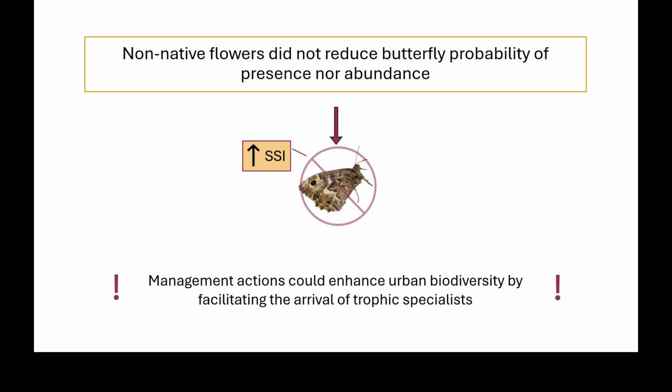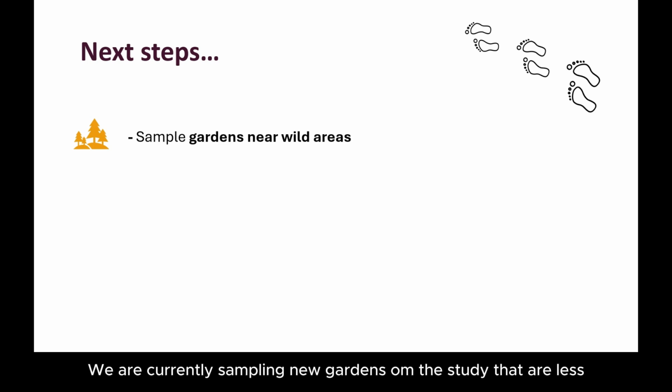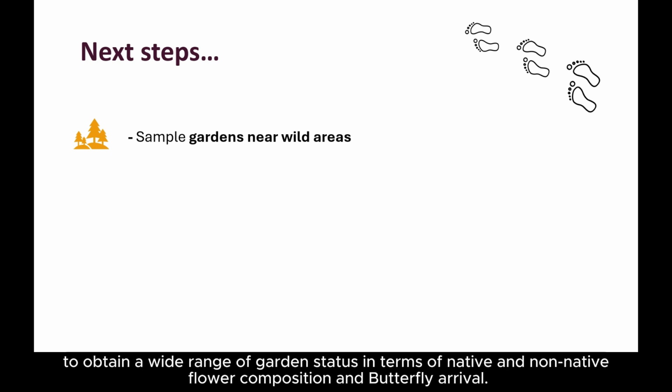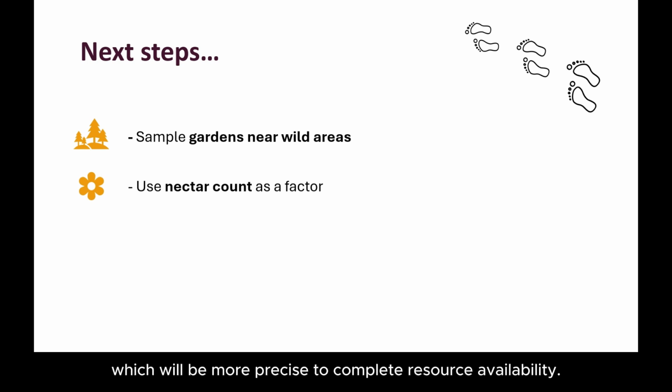We would like to finish this communication with the next steps we are following or will follow to achieve more precise data. We are currently sampling new gardens in the study that are less managed and closer to natural areas, to obtain a wider range of garden status in terms of native and non-native flower composition and butterfly arrival. Also, we are planning on adding the nectar count rather than flower count, which will be more precise to complete resource availability.